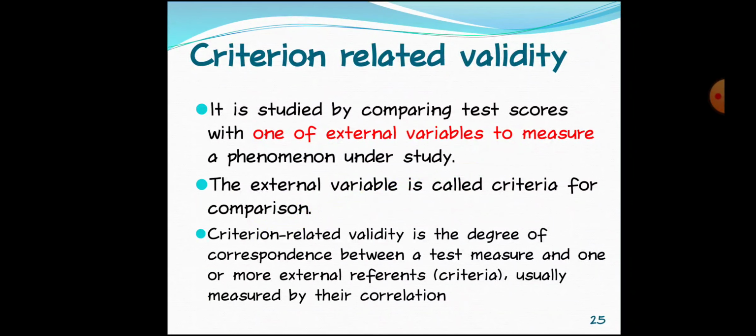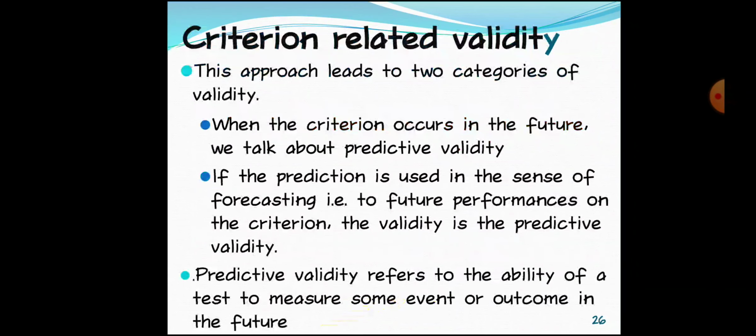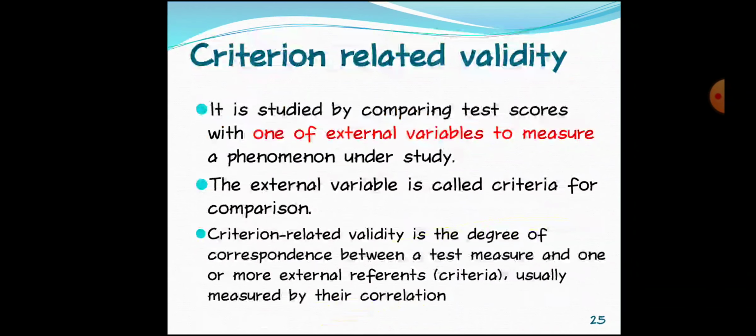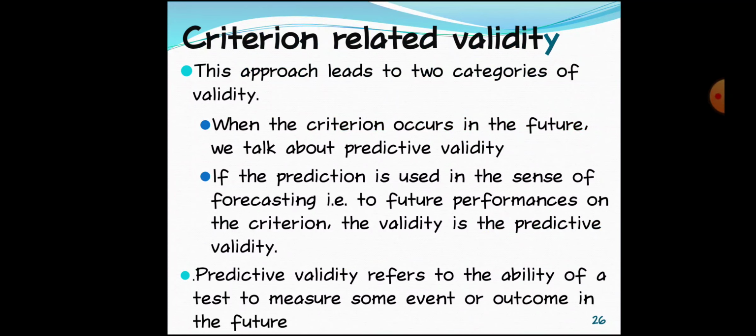Criterion related validity. It is studied by comparing test scores with one of the external variables to measure a phenomenon under study. The external variable is called the criteria for comparison. Criterion related validity is the degree of correspondence between a test measure and one or more external reference criteria, usually measured by their correlation. This approach leads to two categories of validity.